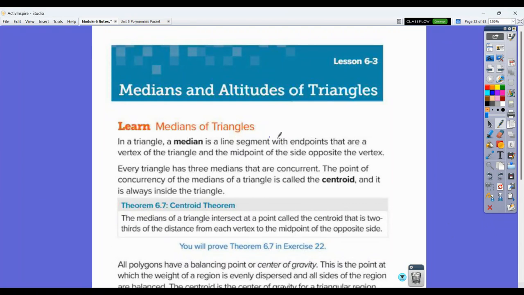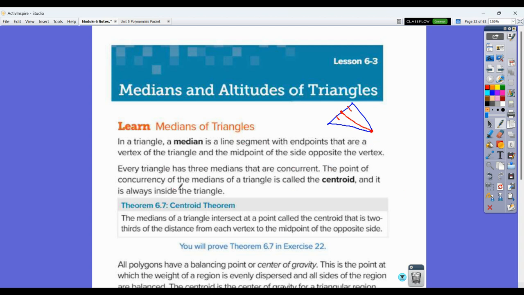So in a triangle, a median is a line segment with endpoints that are a vertex of the triangle and the midpoint of the side opposite. So you can take any triangle and draw yourself a median, but you do need a triangle to draw that. You find the midpoint of one side, so those are split, and the vertex that's opposite, and you connect those, and that's a median. And there are 3 medians of each triangle. Okay. Every triangle has 3 medians.